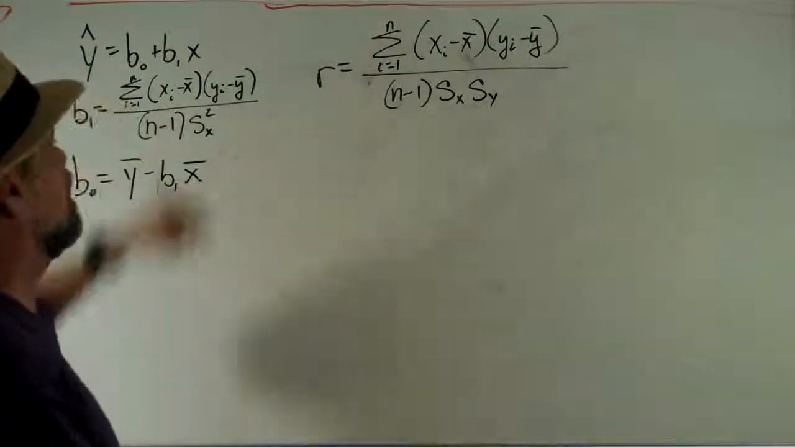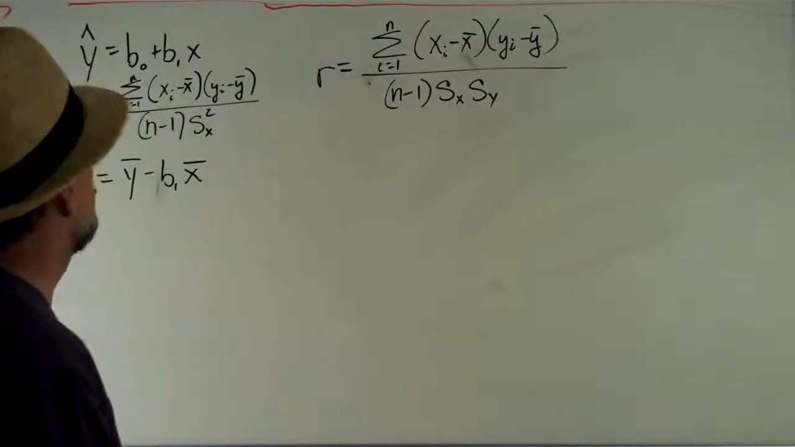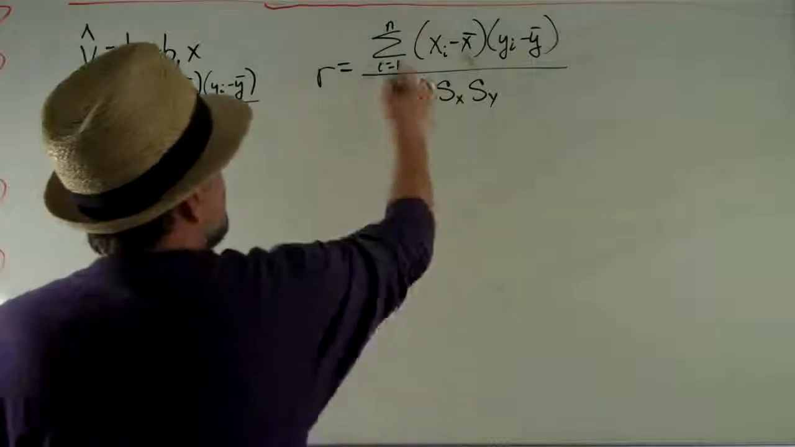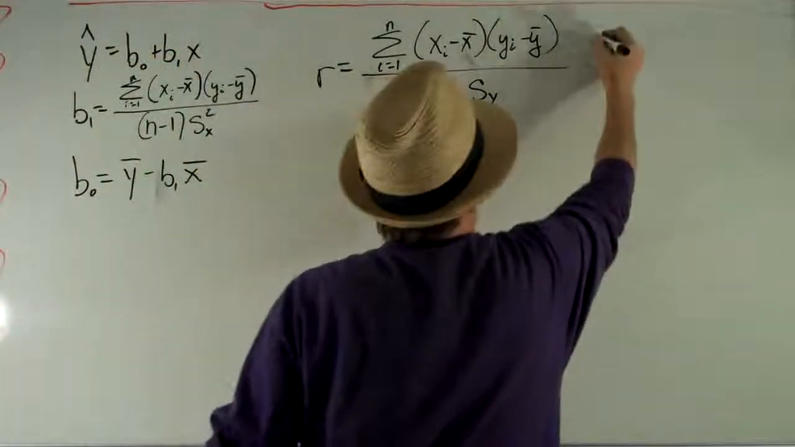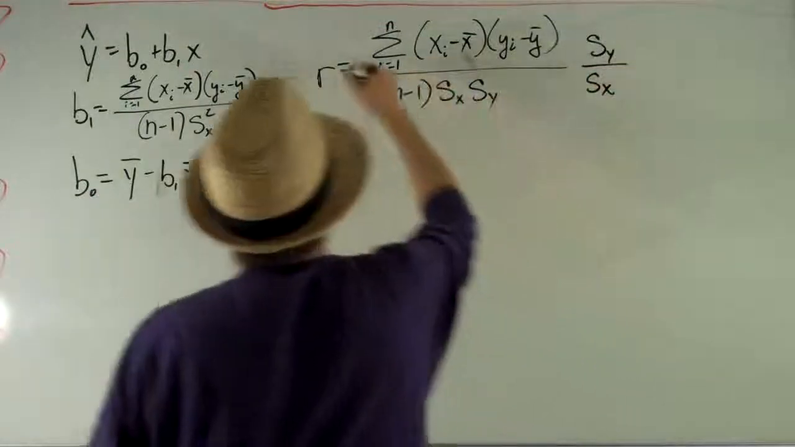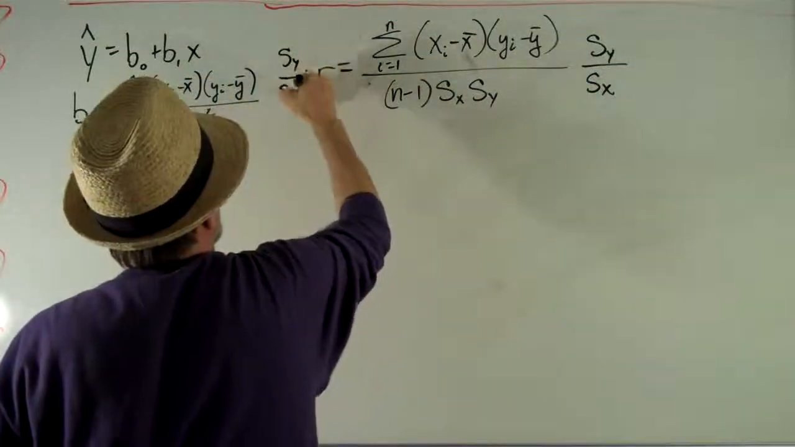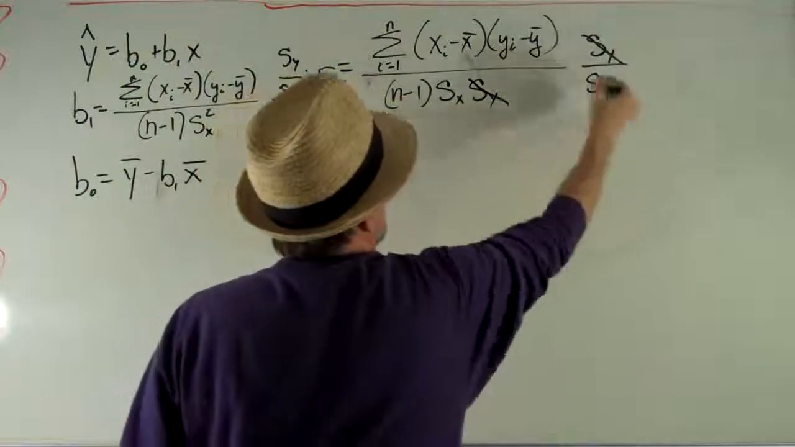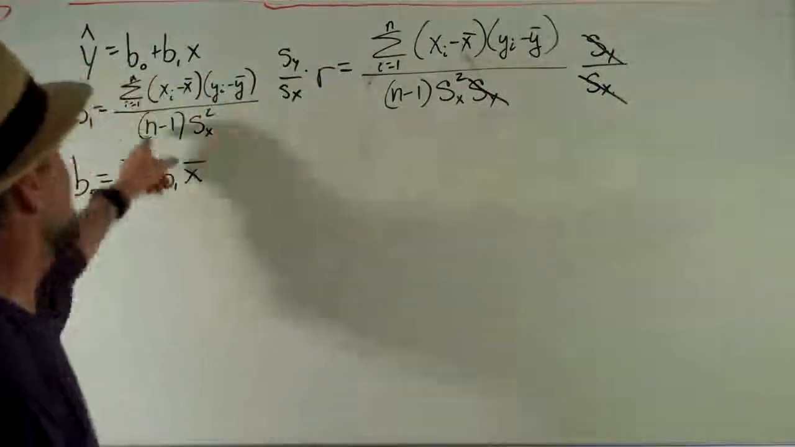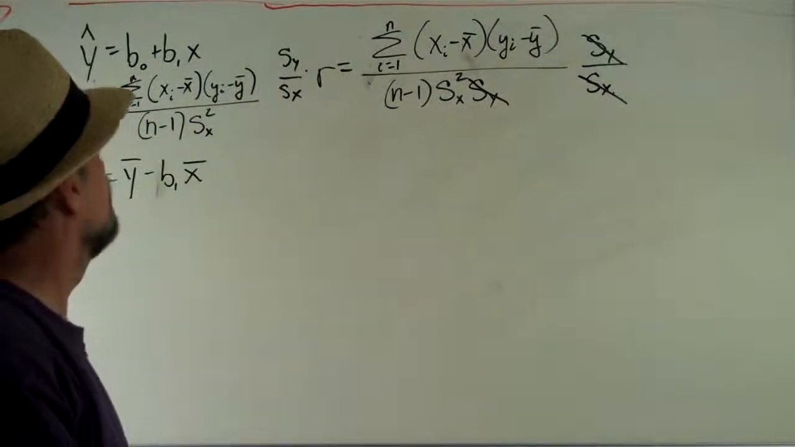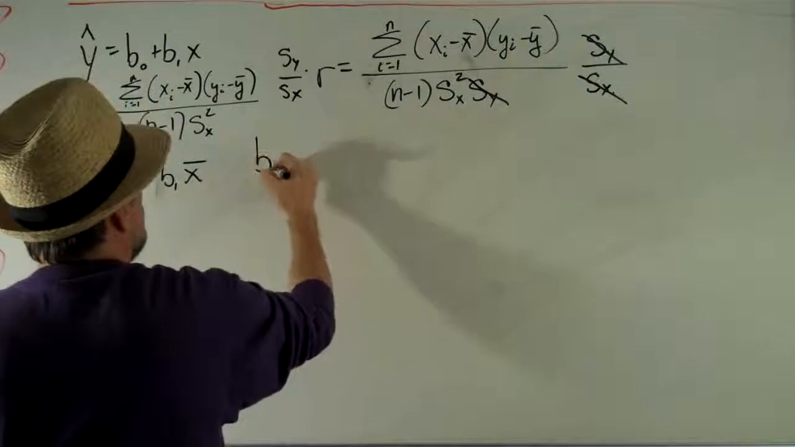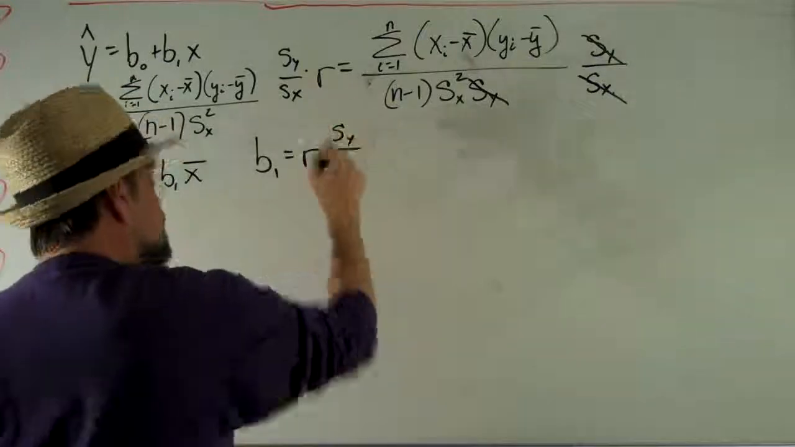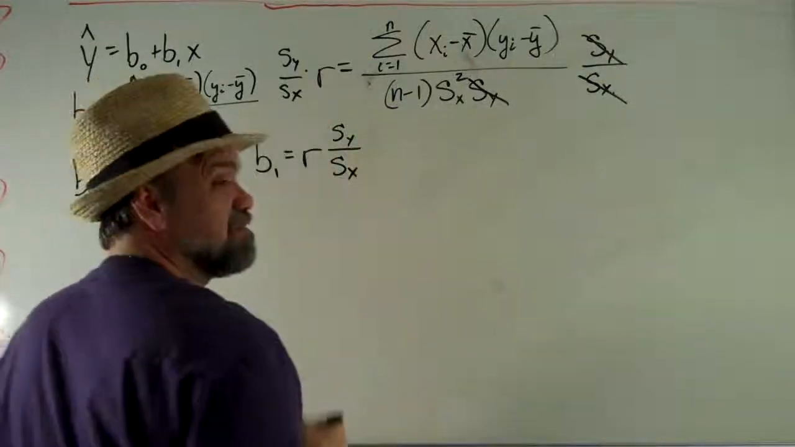You'll notice this looks a whole lot like b1, and it is a whole lot like b1. If you multiply this by sy over sx, the sy's cancel out, and you get sx times sx, which is squared, and now it's exactly the same thing. So what that tells us is b1 equals r times the standard deviation of y divided by the standard deviation of x. I'm sorry, I'm having a rough day.